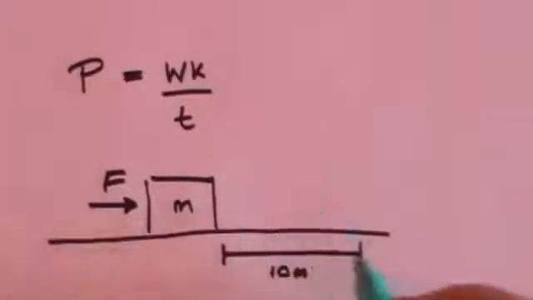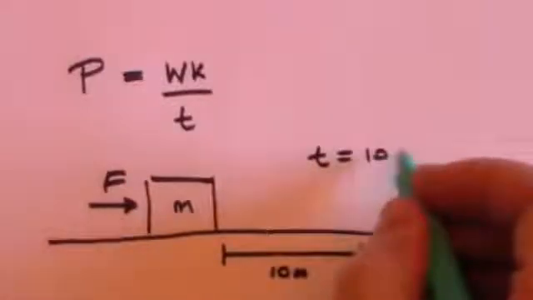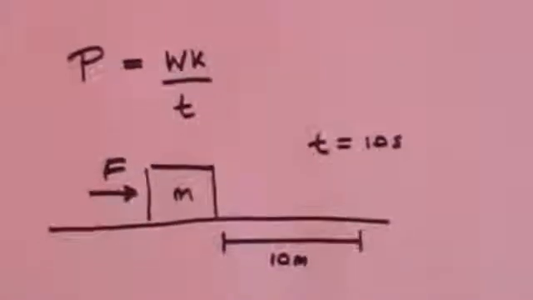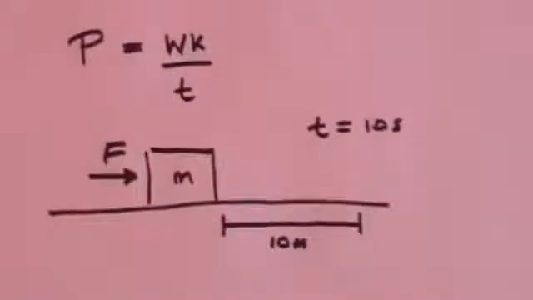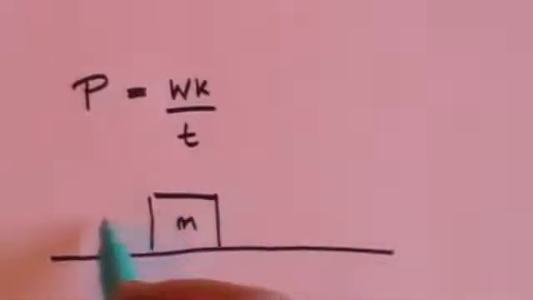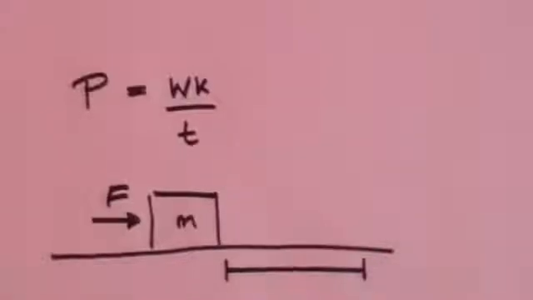So let's say we have our famous block, which has a mass m, and we apply a force F to it, and we push it over a distance of 10 meters, and we take 10 seconds to do that. So the time is 10 seconds. What is the power that we have exerted?